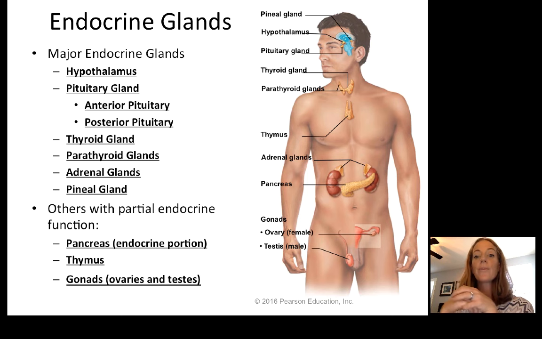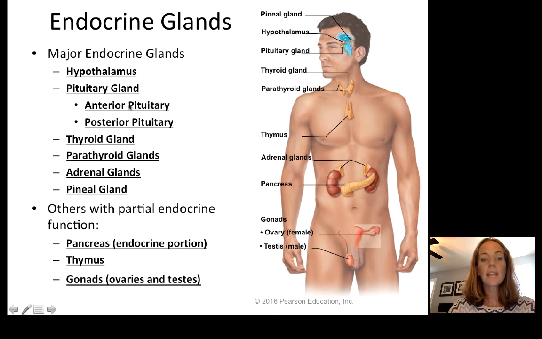Then it's going to travel through the bloodstream and look for targets. The target cell response will change based on the receptors that are available in the target cell. More receptors, more affinity for those receptors, bigger response. Fewer receptors, less affinity for those receptors, will be a smaller response to that hormone. And we can regulate at all of these different levels to ultimately affect the endocrine response.